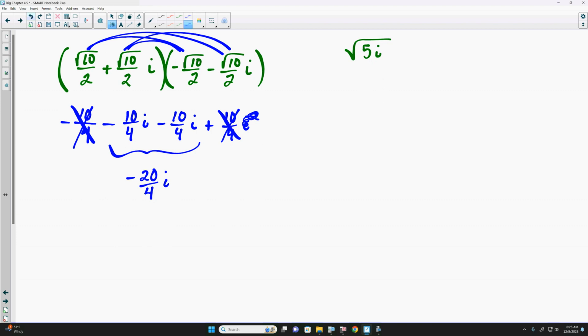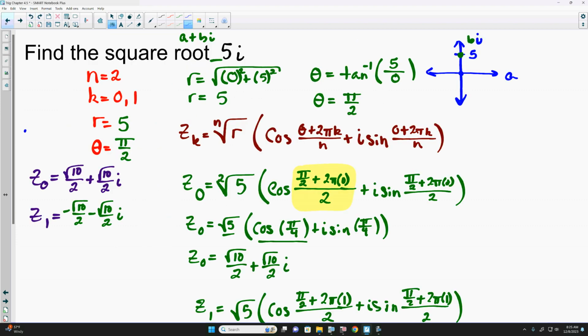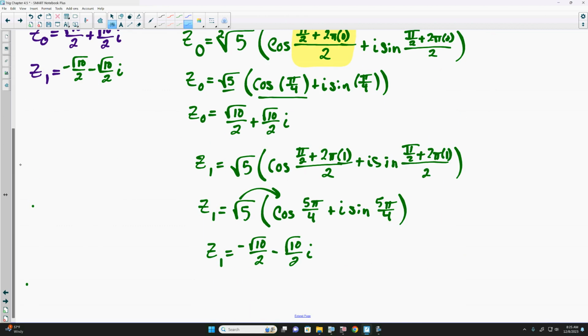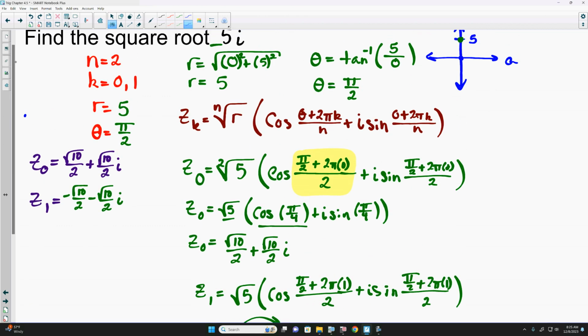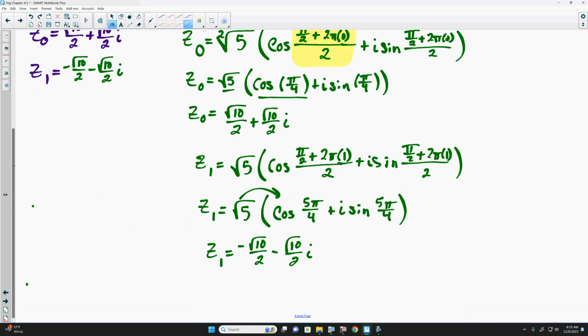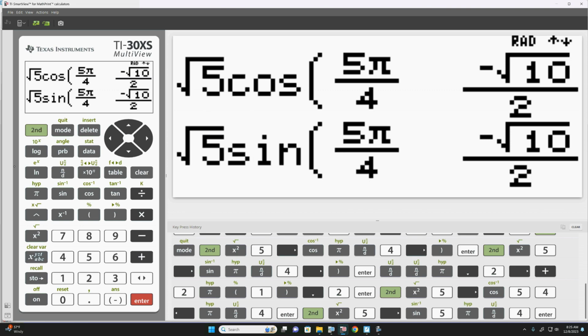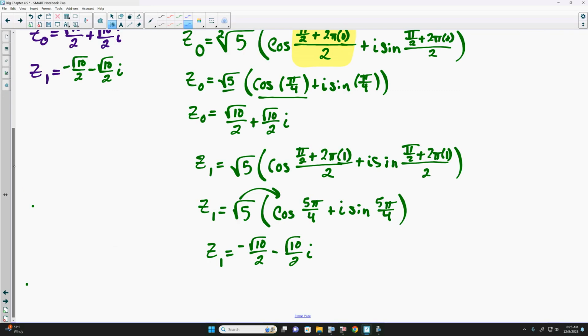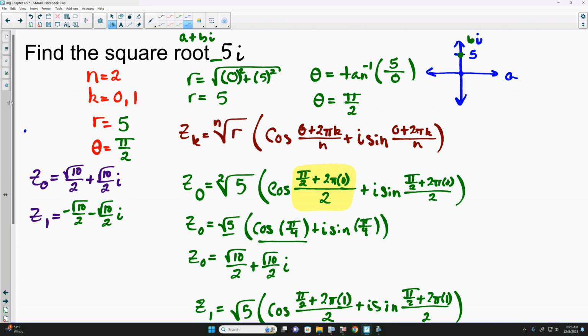I'll go backwards. So I'm looking at over 4, over 2. Okay. Yeah. That is odd. But those are our two solutions for the square root of 5i. Should be. Yep.